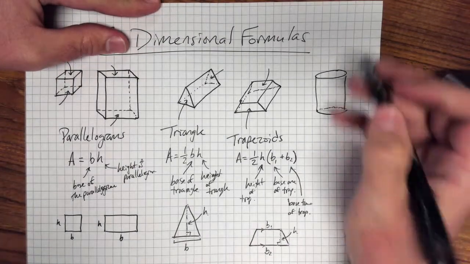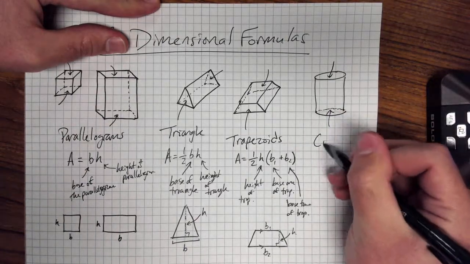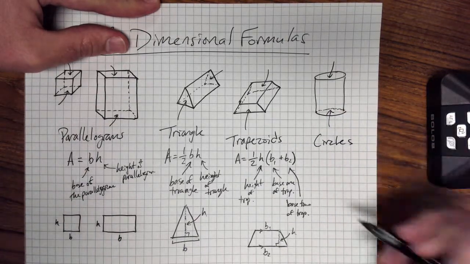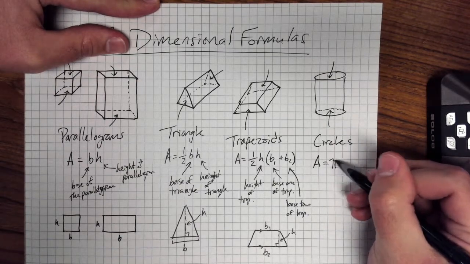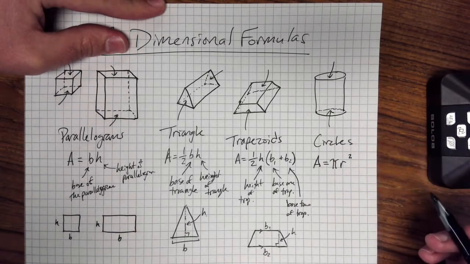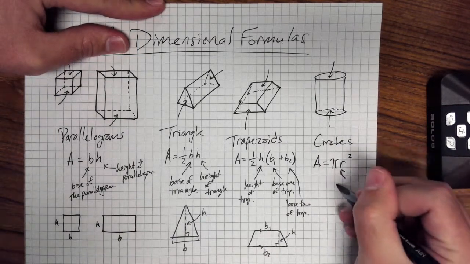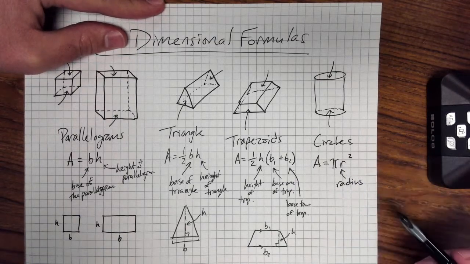Lastly, if you have a cylinder, you've got the base on top and the base on bottom. They're actually both circles. So the area formula for a circle would be pi times the radius of the circle squared. So r is the radius, and you're going to square it.